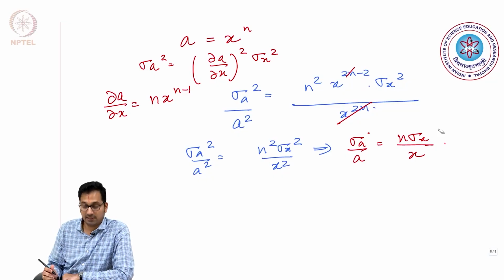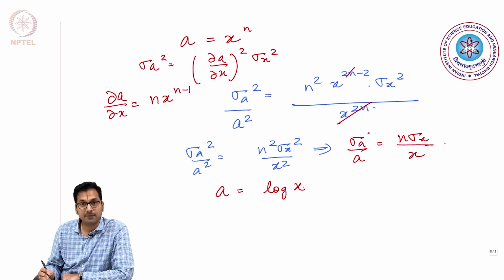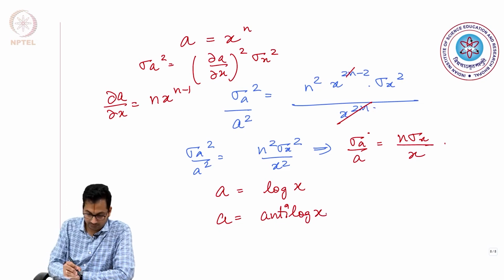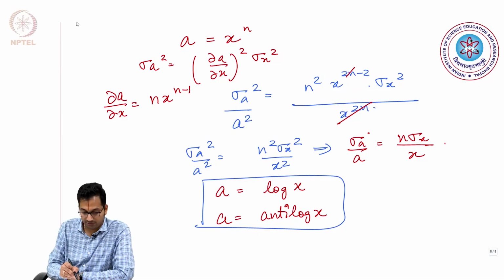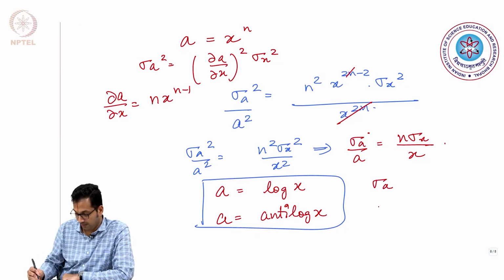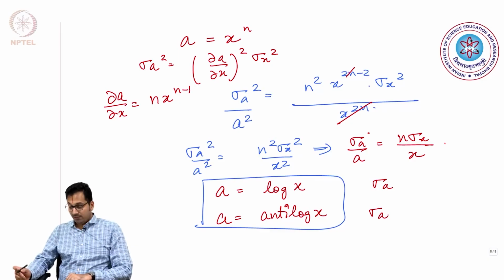I would leave it as an assignment for you to figure out what happens when you want to take A equal to log of x, and let us say A equal to anti-log of x. Kindly do these two assignments to determine what is sigma A in this case and sigma A in this case as well. So, one is able to understand.